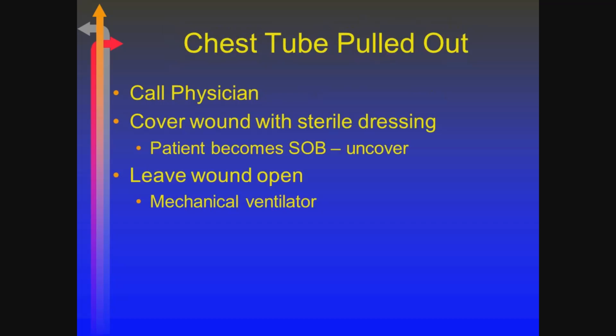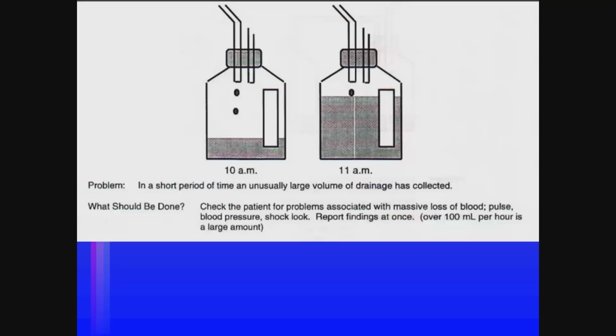If the chest tube comes out, cover with a sterile dressing. If they're on a mechanical ventilator, you can just leave it open because the positive pressure is not going to promote the accumulation of fluid or of air inside the pleural space. The positive pressure breath will push it out.